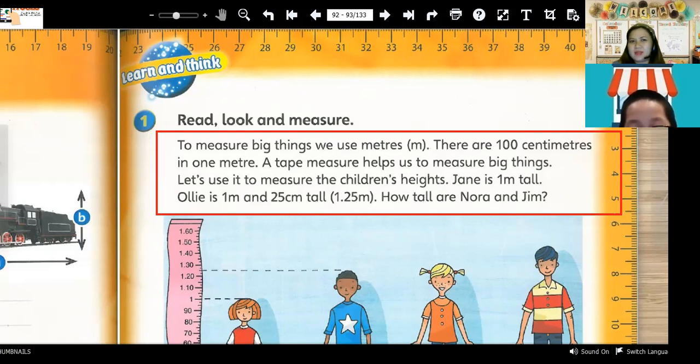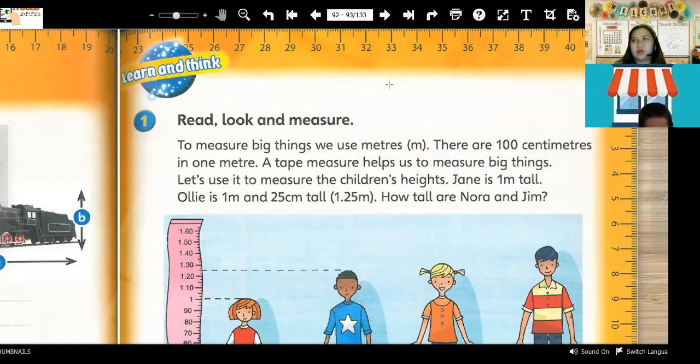So this one, since it's big things, we use meters. Small things we have centimeters and millimeters. Well, this one we use meters. So there are 100 centimeters in 1 meter. So a tape measure helps us to measure big things.